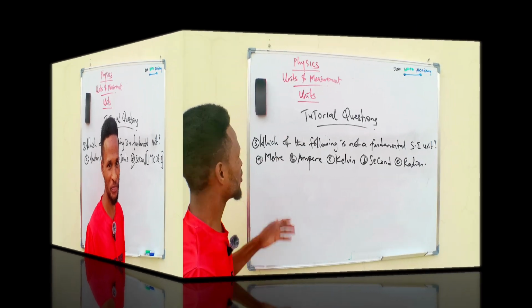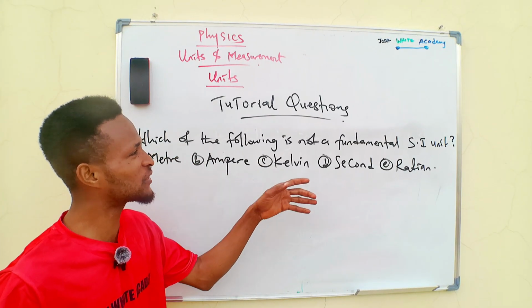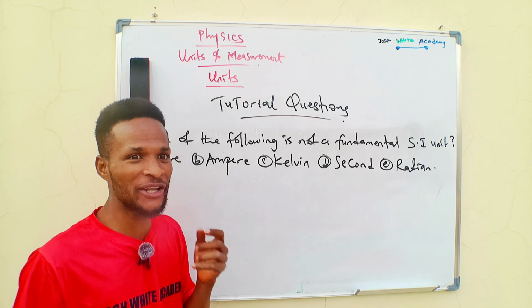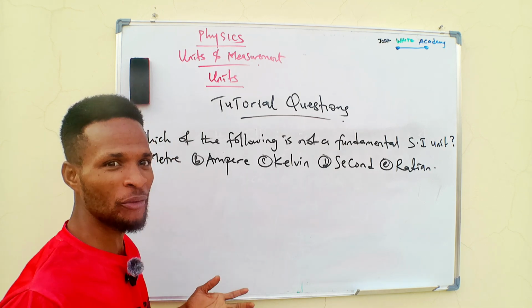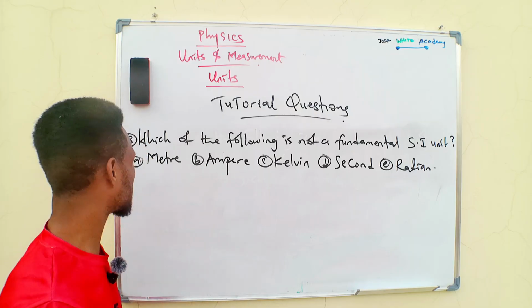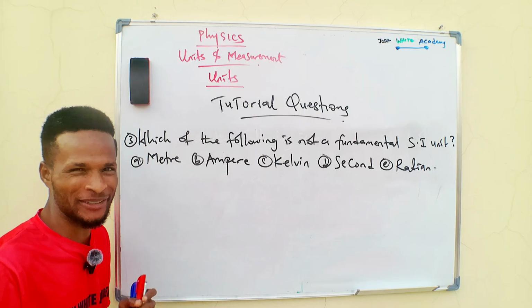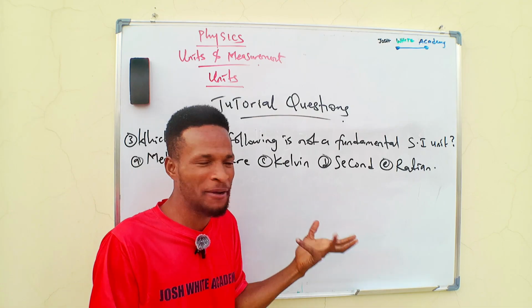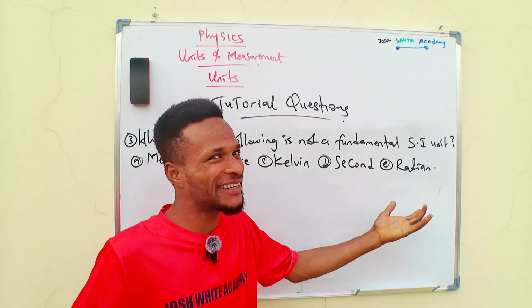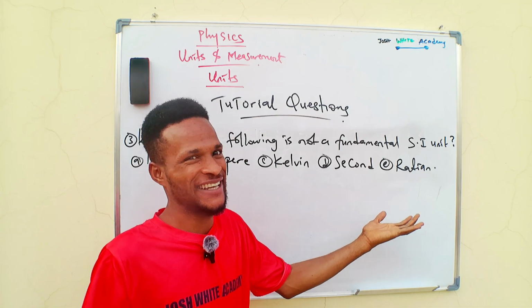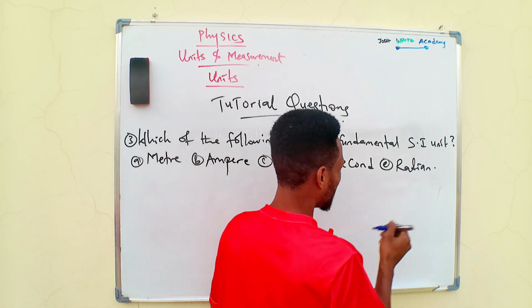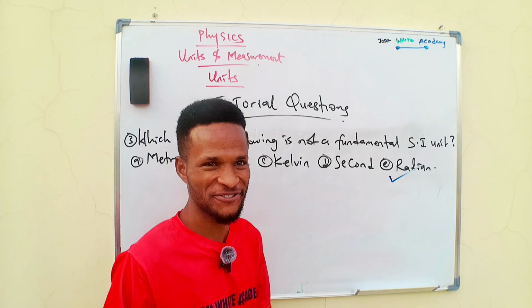The next question. Which of the following is not a fundamental SI unit? In other words, which of the following is a derived unit? We know meter is a fundamental unit for length, ampere for current, Kelvin for temperature, second for time. Radian is not a fundamental SI unit.